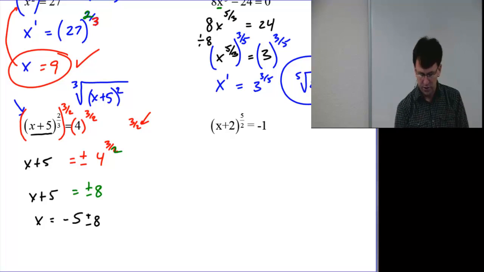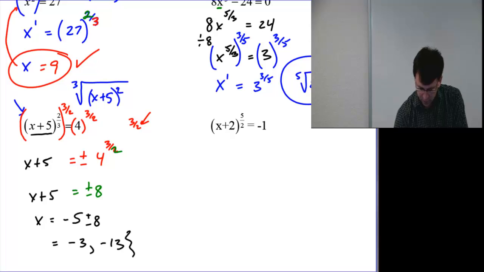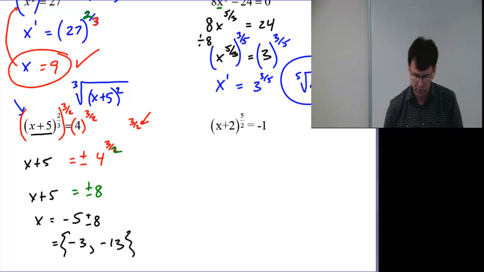Subtracting 5 from both sides, I get a negative 5 plus 8, a negative 5 minus 8. So at the end of the day, I get an answer of a negative 3 and a negative 13, and I will have a 2 solution. Do I have to check my answers? Well, let's think about it. I raised everybody to the third power. I did not introduce any extraneous solutions. Is it a good idea to plug those numbers in and check it? You bet. Great idea to plug them in and check it, but you don't have to in this case.